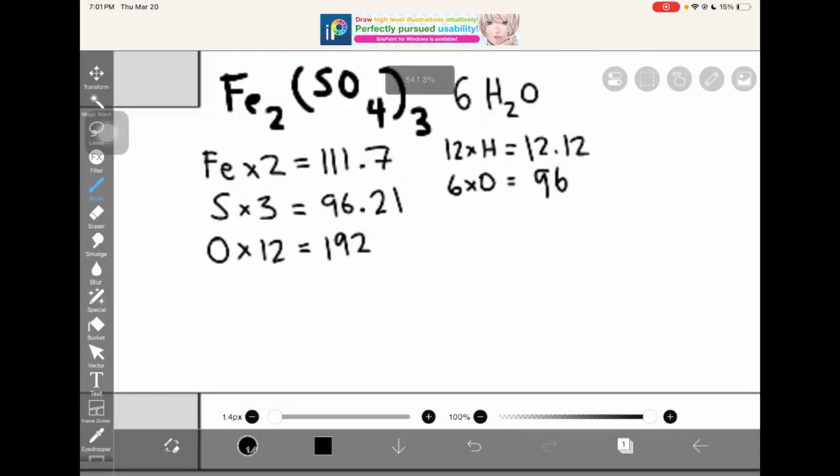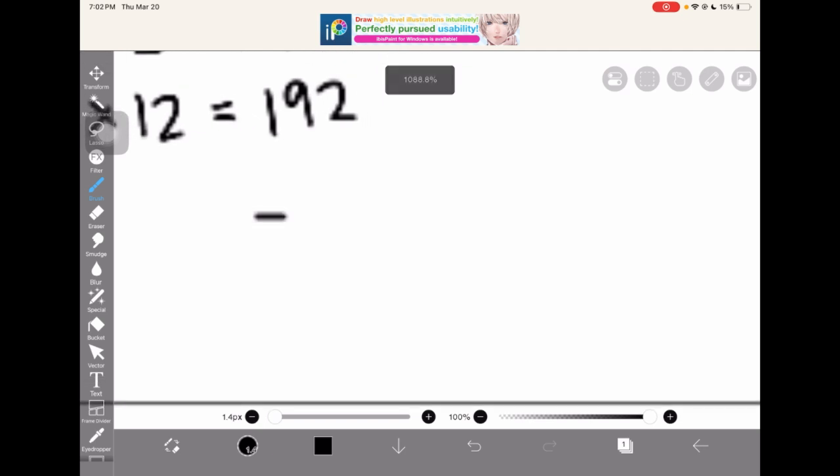So the molar mass is going to be, let's put this in, 111.7 plus 96.21 plus 192 plus 12.12 plus 96. So we should get an answer of 508.03.